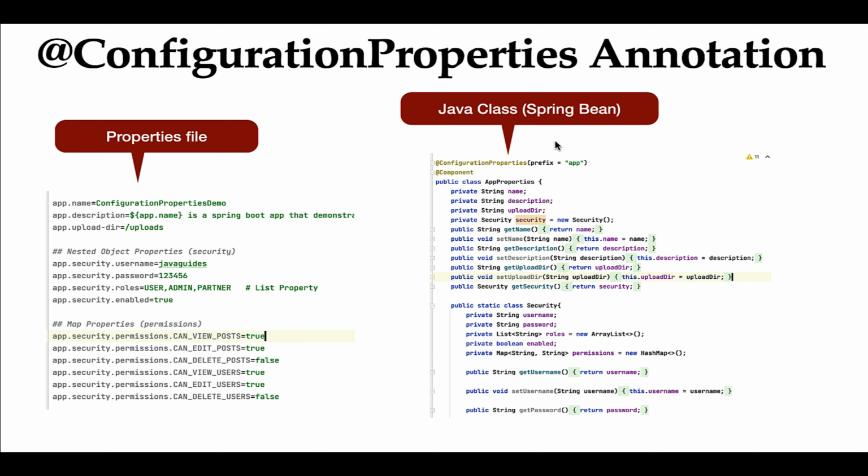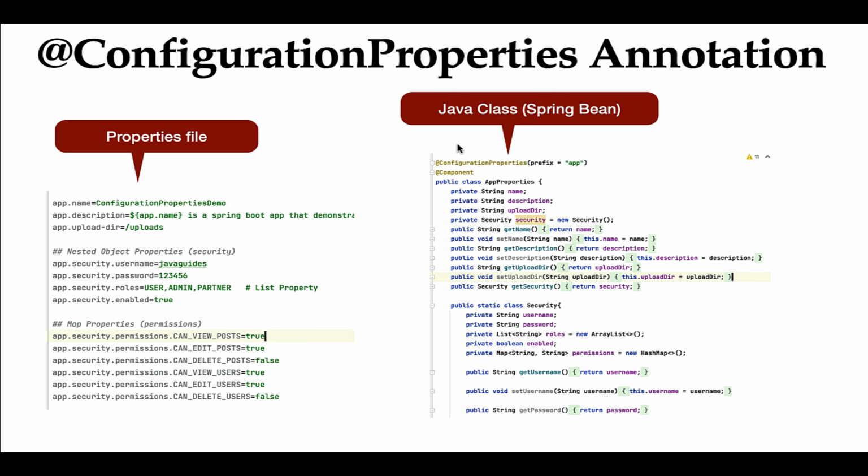Well, one more important point is that the @ConfigurationProperties annotation has an attribute prefix, and we have provided the value app. So basically this @ConfigurationProperties annotation will bind all the properties which are prefixed with the string app. For example, if you observe here, all these properties are prefixed with the string app, right? So this annotation will bind all these properties to this Java class's fields.